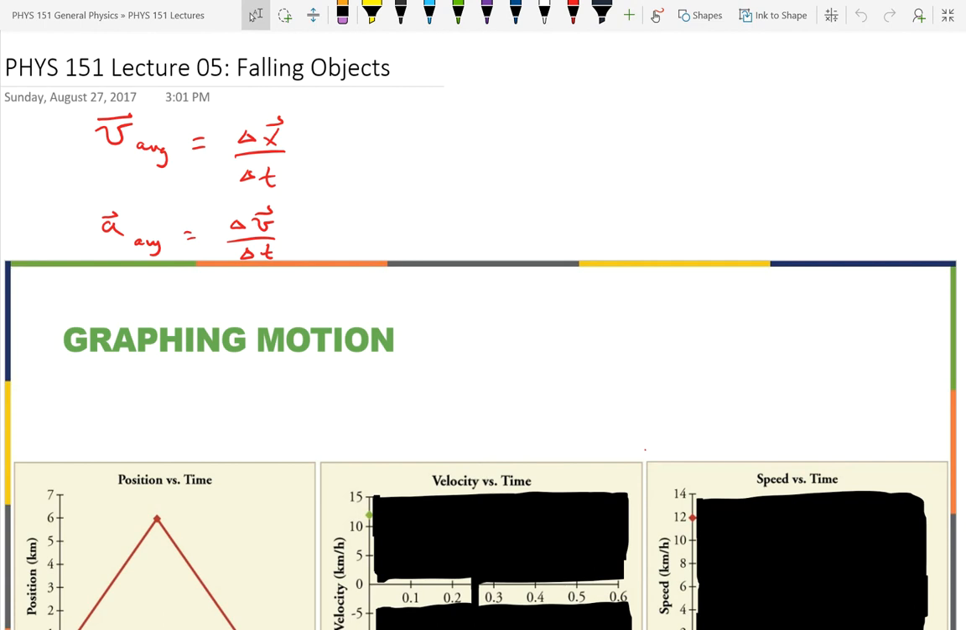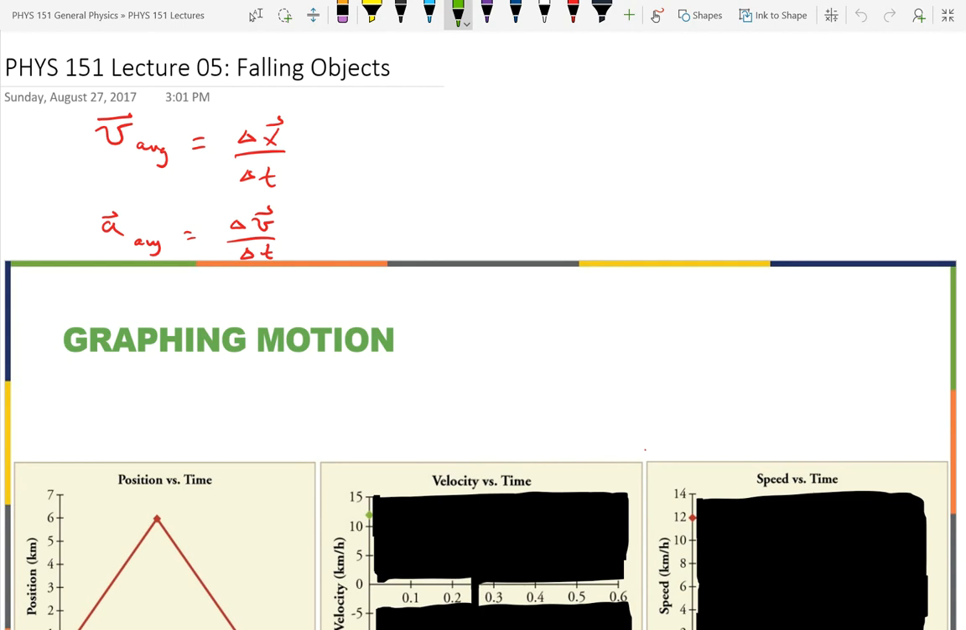And so for understanding graphs, we start with the definitions that we've already learned, that the average velocity is delta x over delta t, and the average acceleration is delta v over delta t. Now, I wrote these as vector equations. Our graphs are going to be one-dimensional, right? We're only going to have motion in the x direction. We're not going to have motion in three directions. We're not going to have to worry about it went this much north, this much east, and this much up.